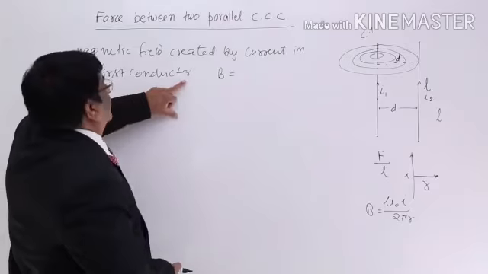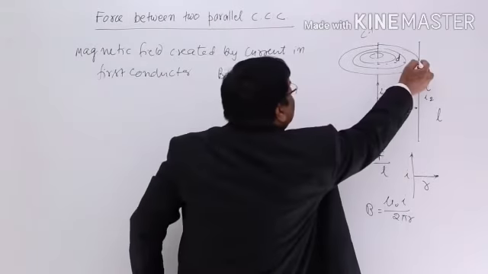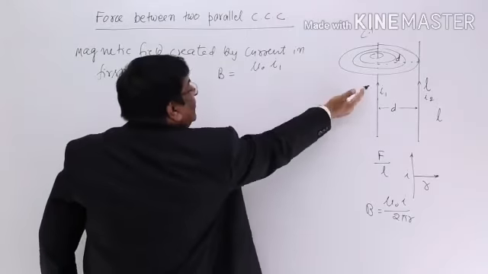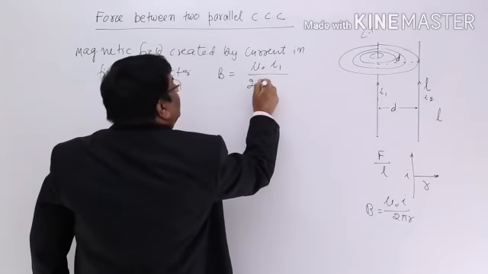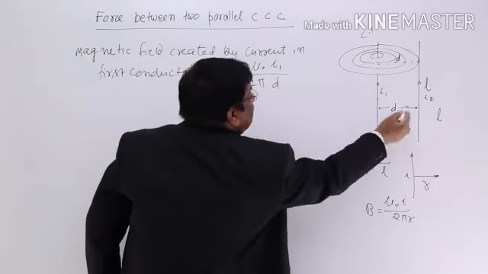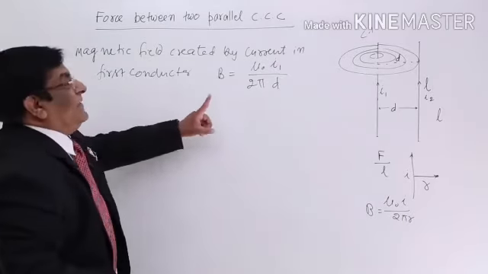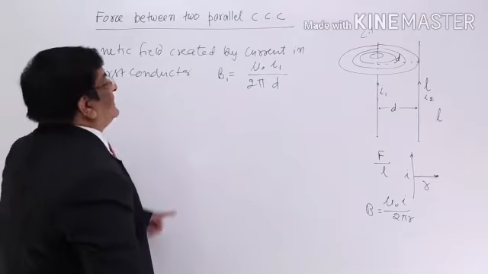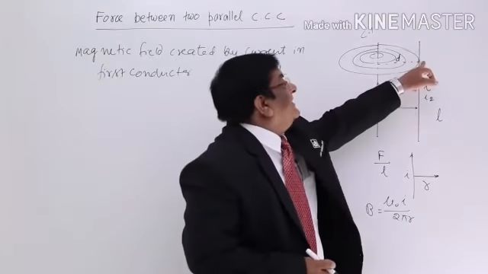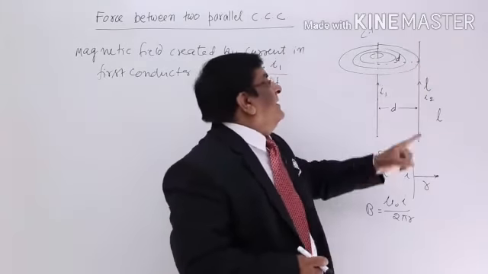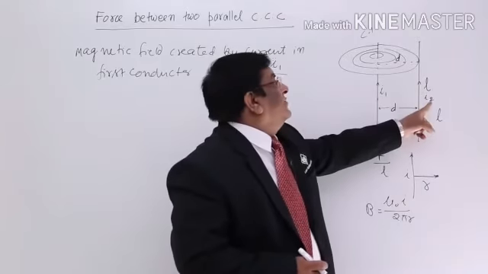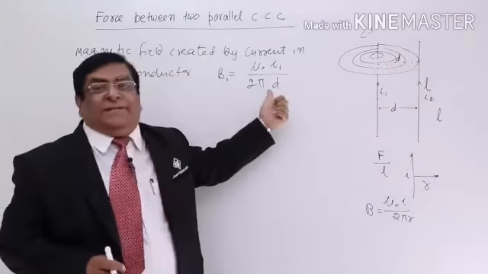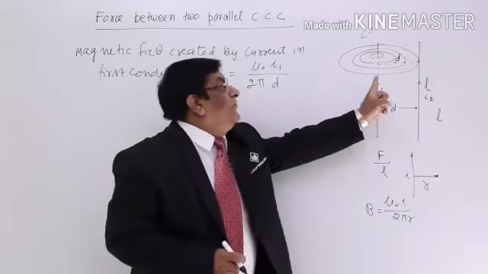Now here, for the first conductor, the magnetic field created at this point according to this formula is mu naught I1, the current flowing in this conductor, divided by 2 pi times the distance d. This is the distance d. This is B created by conductor number 1, so I will mark it B1. This is the intensity of the magnetic field at this point. Now this conductor carrying current I2 is lying in a magnetic field of this strength. Then what will be the force on it?